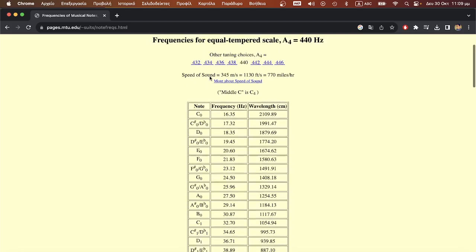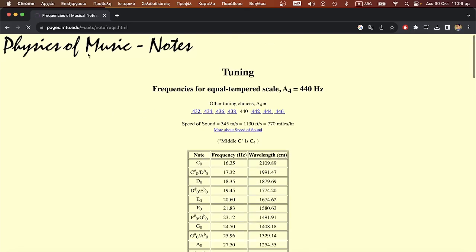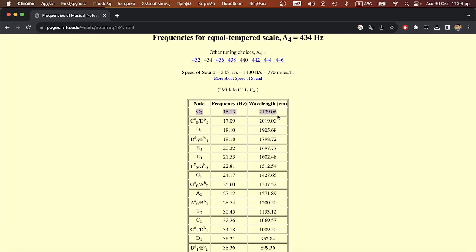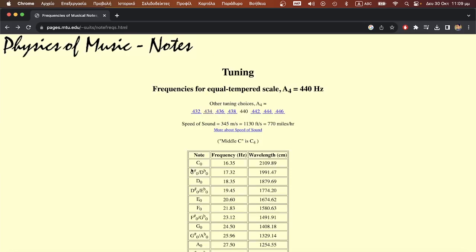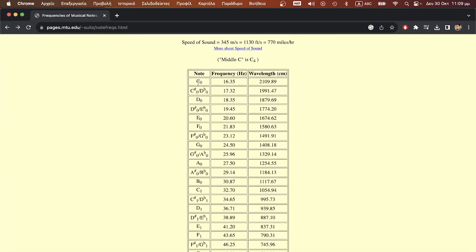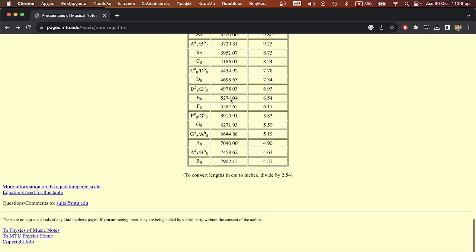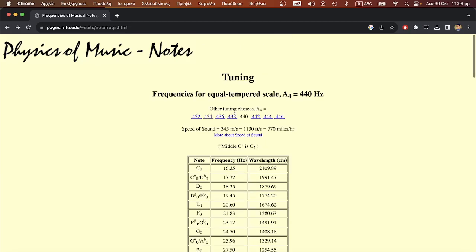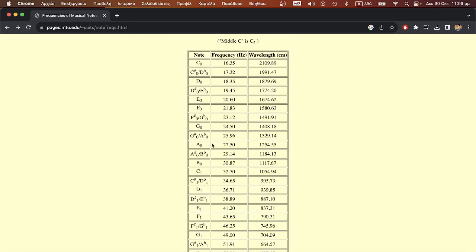So as we can see here, we have this page that says that each note corresponds to a frequency. Now we see that C0 starts at 16 Hertz and it goes all the way up to 7902. We're going to focus on the very lowest spectrum.